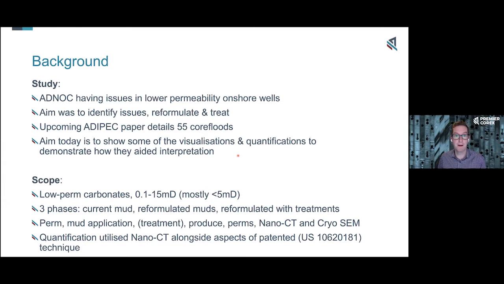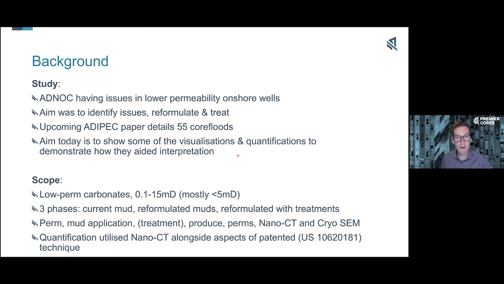And the paper that's coming out has 55 core floods in it. So it's a big undertaking, quite a lot of data in there. All I'm going to do today is show you how some of the interpretation was improved in this big study by visualization and quantifications. So that's what I'd like to show today, some pictures. I'll give you a little bit of a background on the project. And if you're really interested, as I said, in a couple of months, there'll be a paper at EWPF on that.